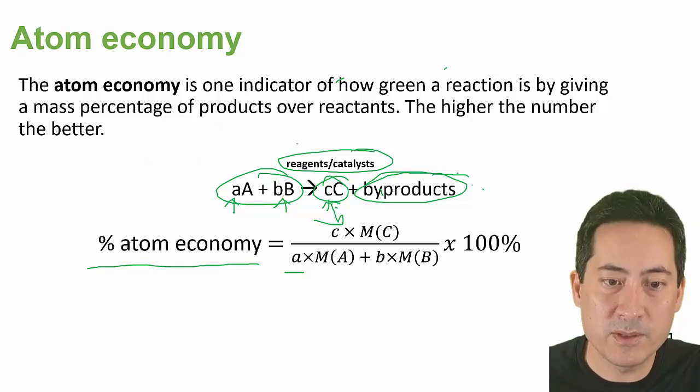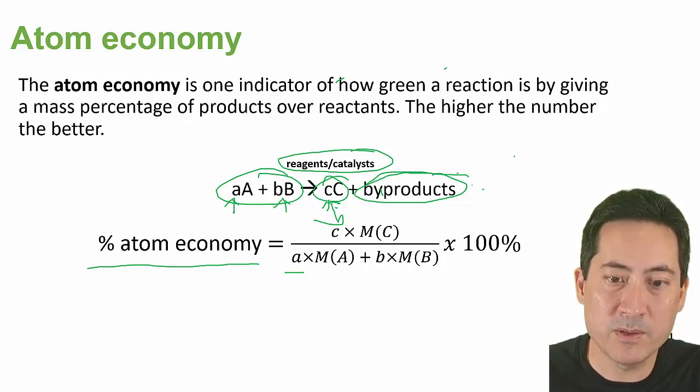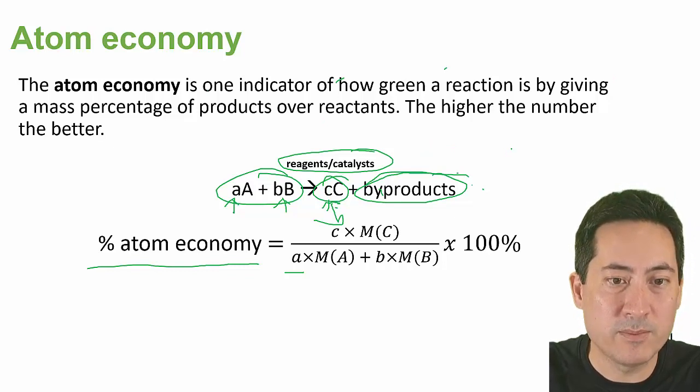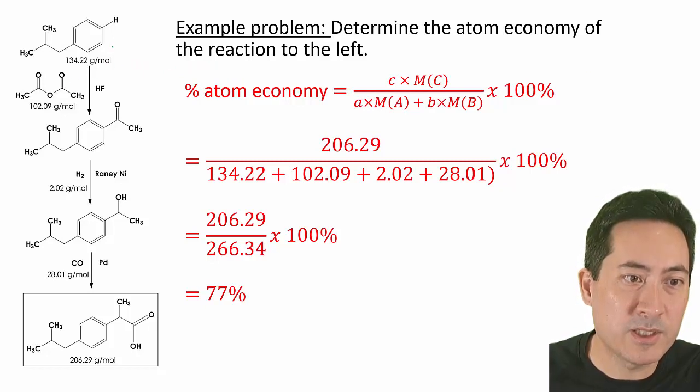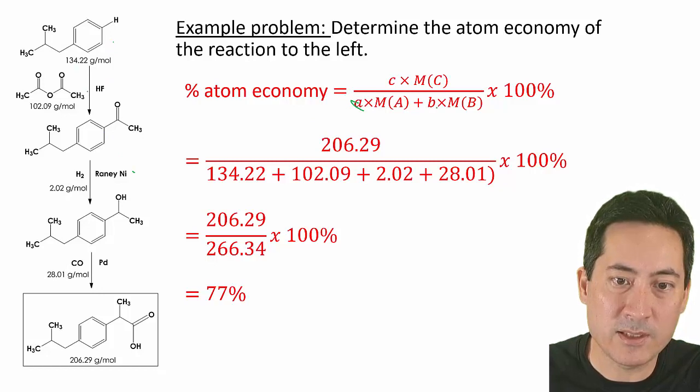And so you're going to have to be able to compare reactions using the atom economy. I've just got one example of how to do one. So this one here, determine the atom economy of the reaction to the left. This one's just 1:1:1, 1 molar. So that makes it easy on that side.